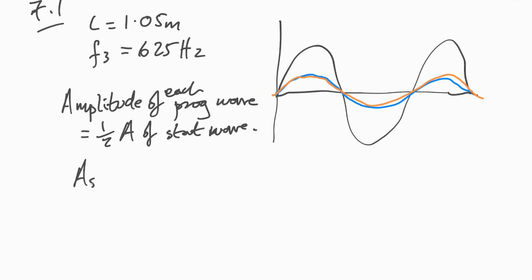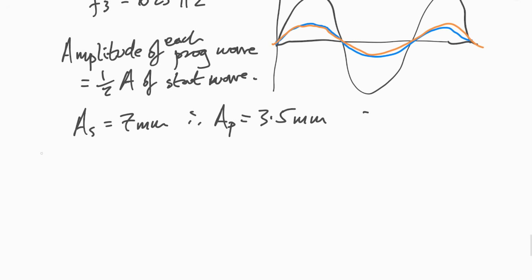So the amplitude of the stationary wave is equal to 7 mm. Therefore, the amplitude of the progressive wave is equal to 3.5 mm. Easy peasy so far. 7.2. Determine in meters per second the speed of the wave of one of the progressive waves.